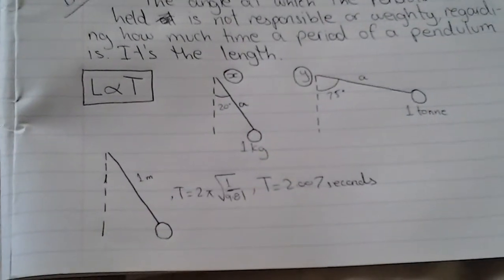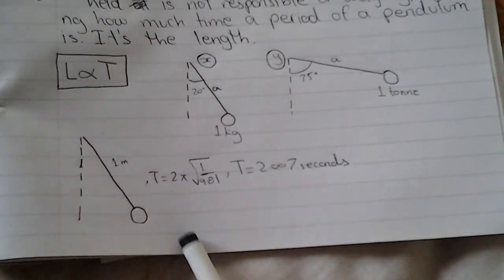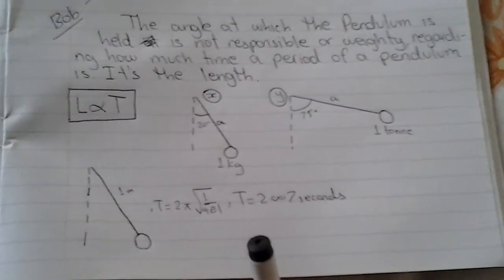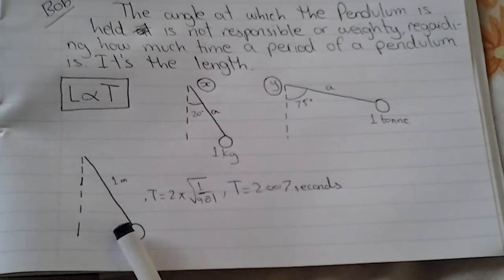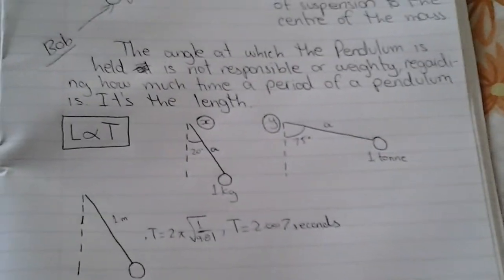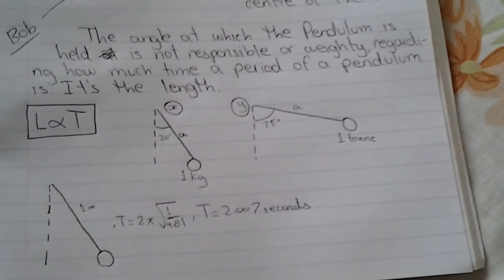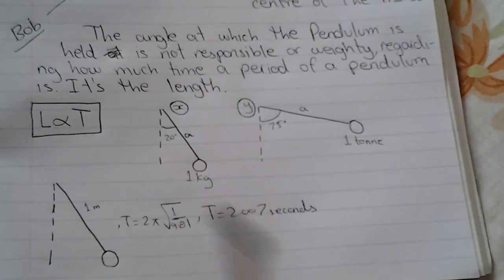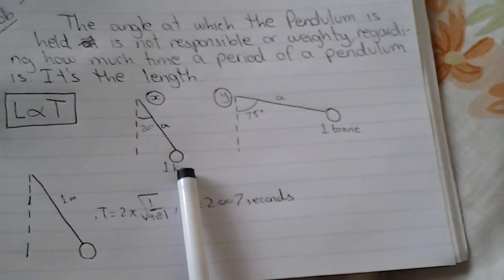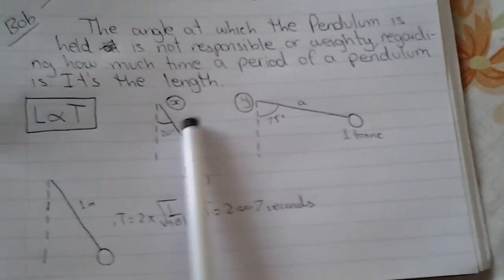Now then, before we go anywhere, we need to take into account the factors which affect the periodic time. The two factors which I was quite surprised do not affect the periodic time are the weight of the object, the bob, and the angle at which it's held.